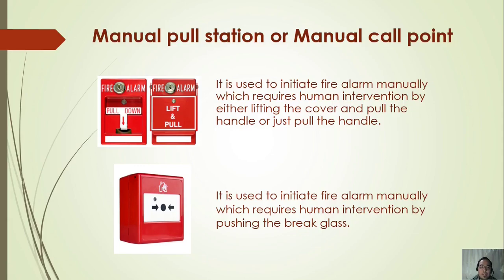The other initiating device is the manual pull station or manual call point. So they're both the same in function. This is manually operated by a human. That's why it requires human intervention. But there are two types of manual pull station. One is what we call single action, and the other one is double action.